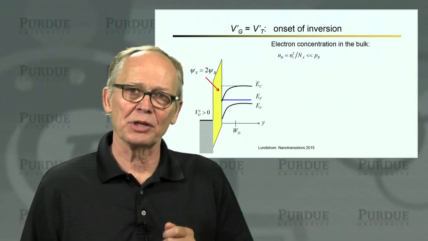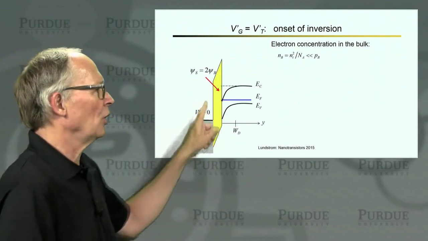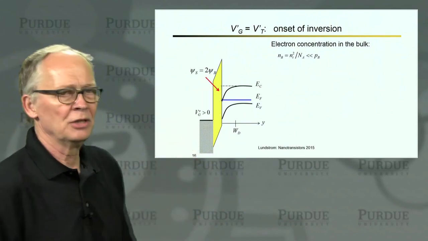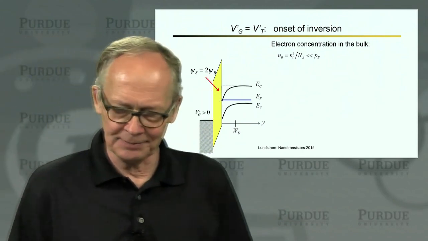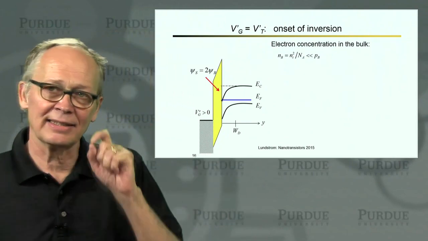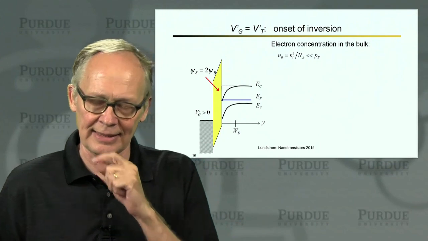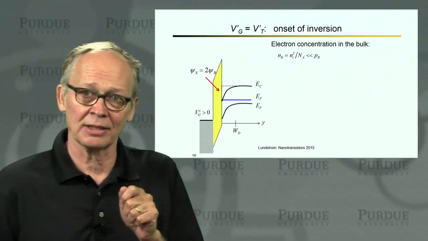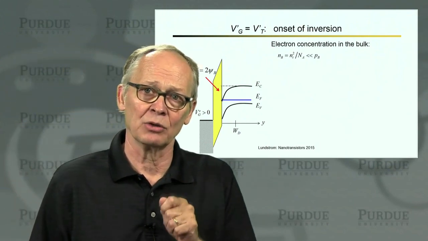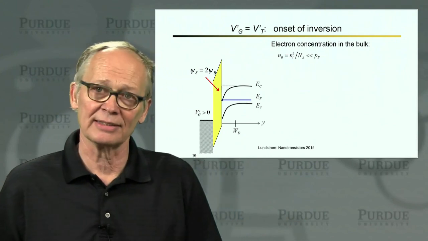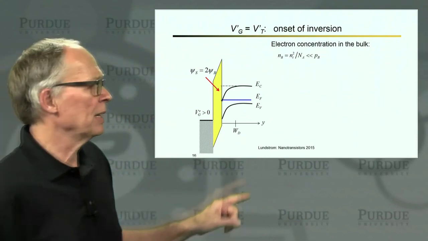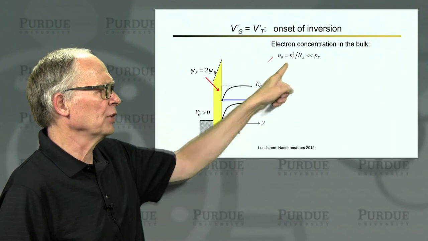When we reach a critical potential, and we'll call that critical surface potential 2 times psi sub b, then the density of electrons at the surface is equal to the density of holes in the bulk of the semiconductor, and we can no longer ignore those holes or those electrons near the surface. So remember, in the bulk, we had a small number of electrons.